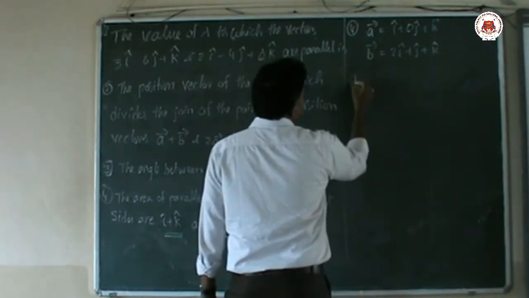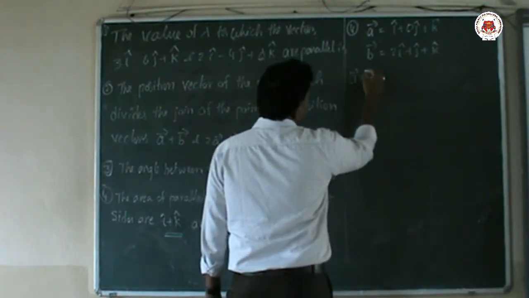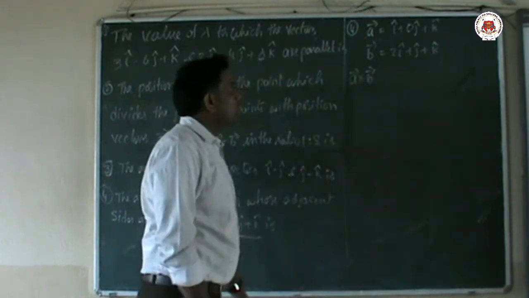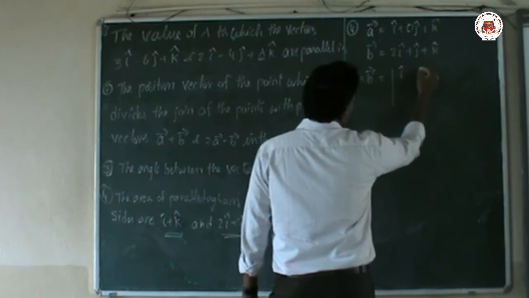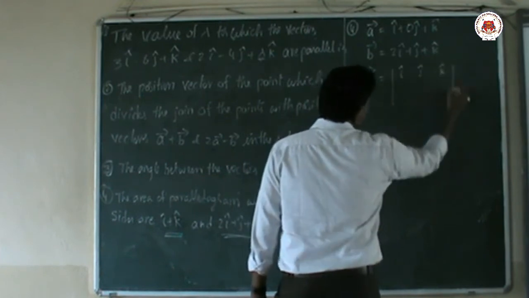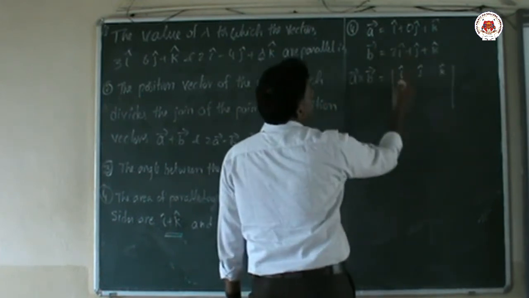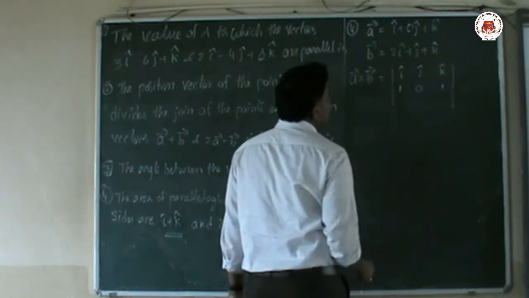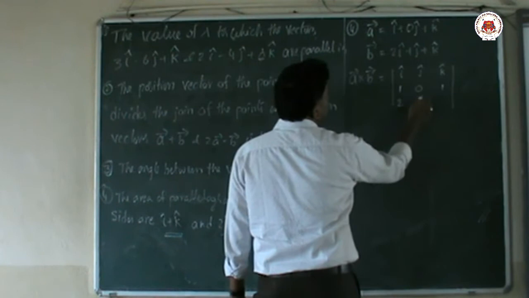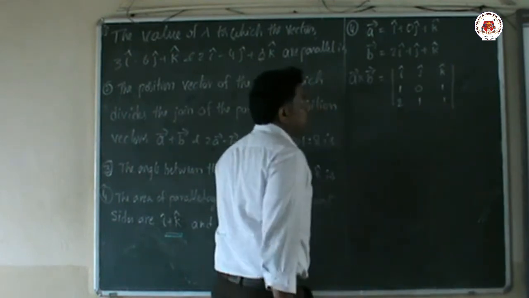First of all, we have to find vector A cross vector B. So how do we find the cross product? The cross product, we know, uses i cap, j cap, k cap. The A vector components: i component is 1, j component is 0, k component is 1. And the B vector: i component 2, j component 1, k component also 1.